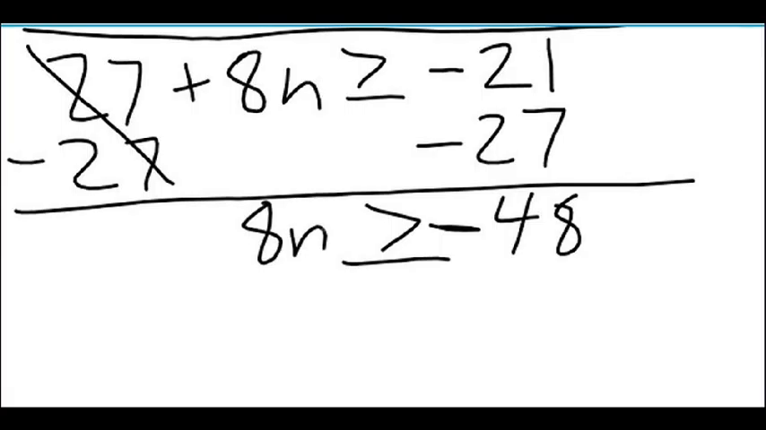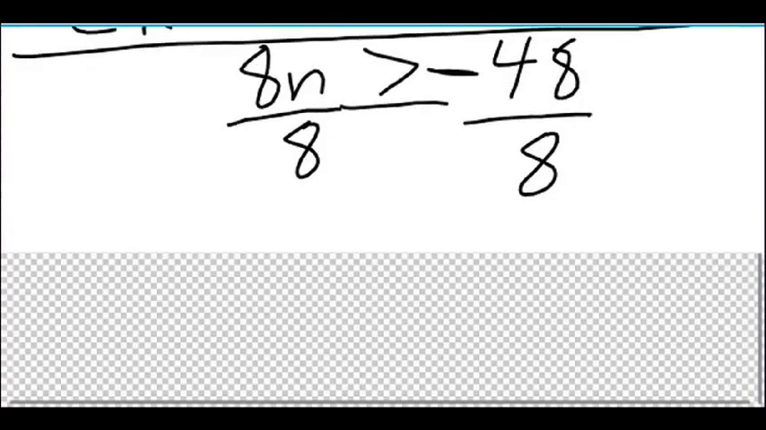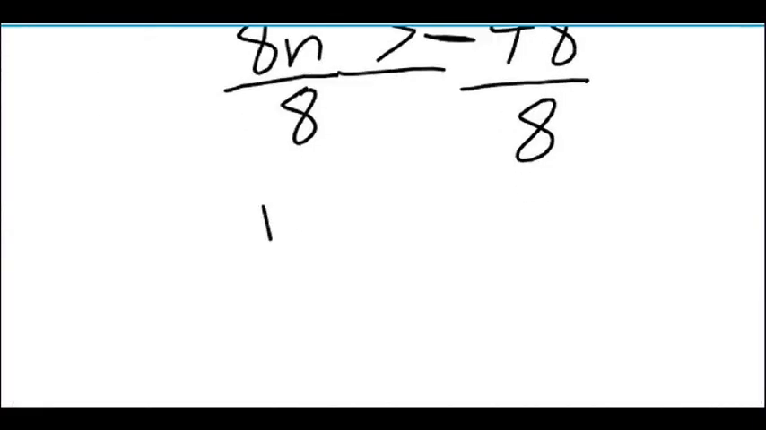We're going to solve for n and divide both sides by 8 now. n is greater than or equal to -6. A negative divided by a positive still gets you a negative number.